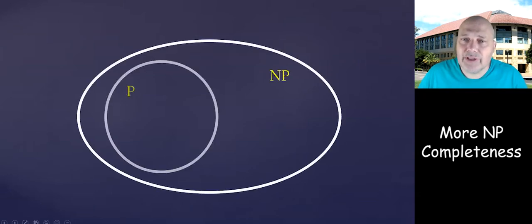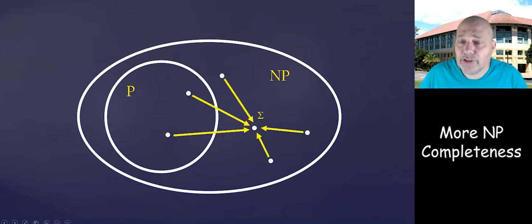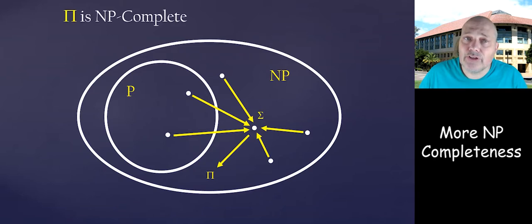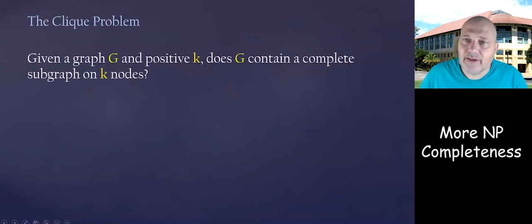So if we have NP, we have P, which is contained. We have sigma that we know is already NP-hard or NP-complete, and we show a reduction to pi, we can conclude that pi is NP-complete. This is pictorially what we have, because each one of these arrows gives a reduction to pi. And so let's start with our first problem.